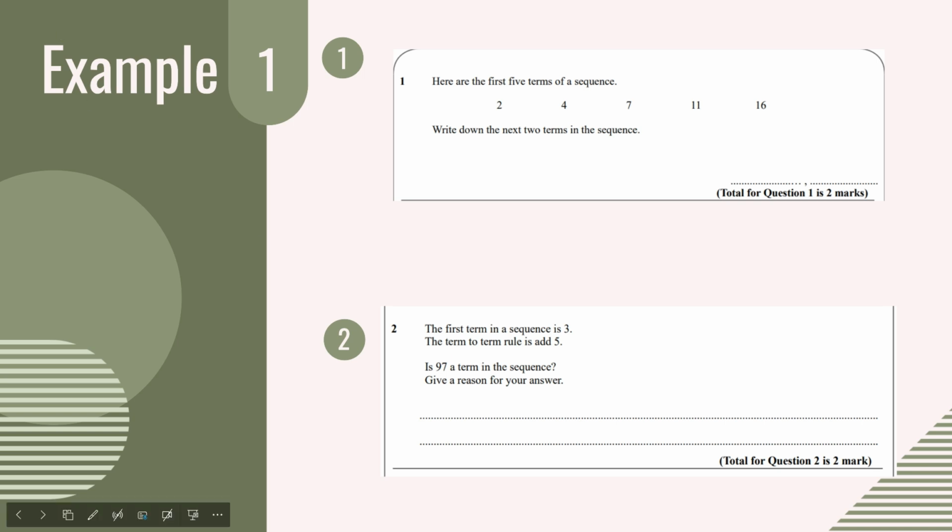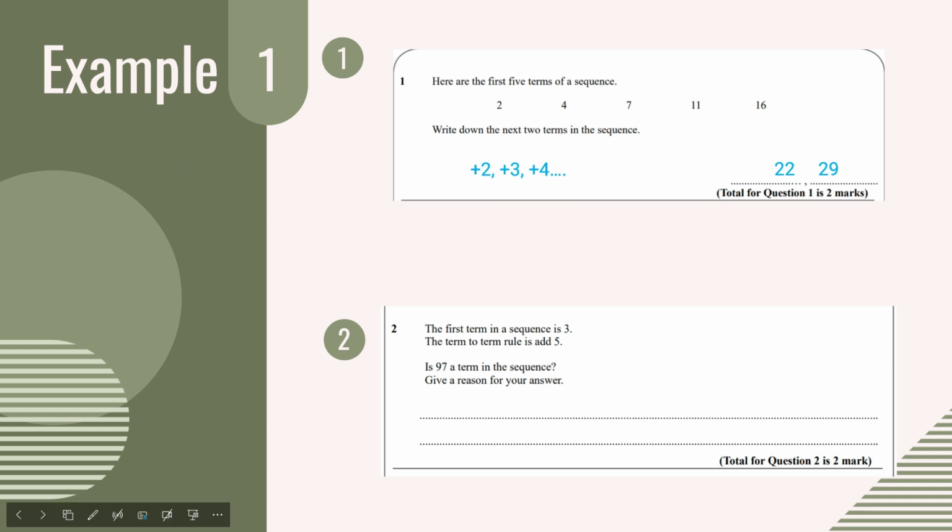So, question 1, it says, here are the first 5 terms of the sequence: 2, 4, 7, 11, and 16. Write down the next 2 terms in the sequence. As we look at the differences of each of our terms, we can see a pattern. First term, plus 2, second term, plus 3, third term, plus 4. Each difference is 1 more than the previous one. So, 11 to 16 is plus 5, so we must then plus 6 in our next one. So our next one would be 22, and then plus 7 to 22 to get 29. So our answers would be 22 and 29.